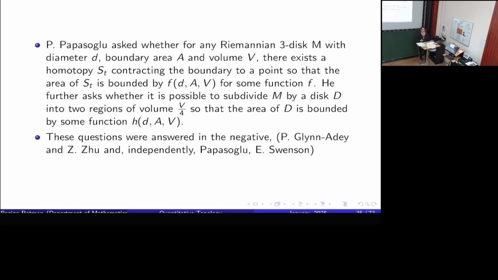Now let's move one dimension higher. Let's say you have a Riemannian 3-disk now, and you have the diameter, the area of the boundary, and the volume. Is it possible to contract the boundary in an effective way? It was shown by Parker, Glenedy, and Zhou, and independently by Papasoglu and Svensson, that the answer is still no.